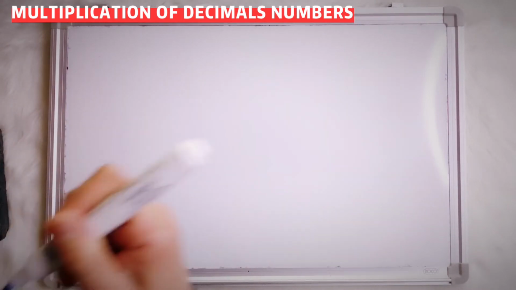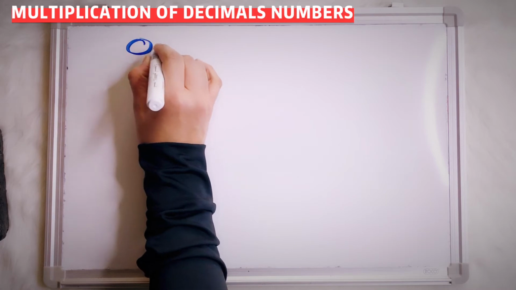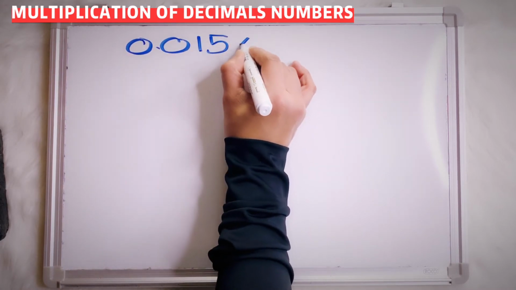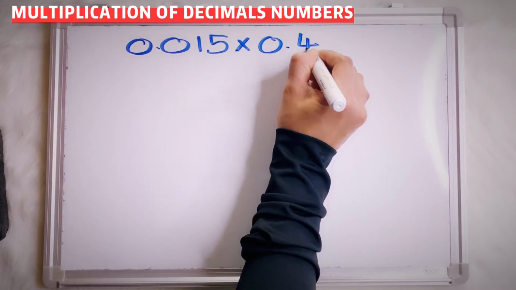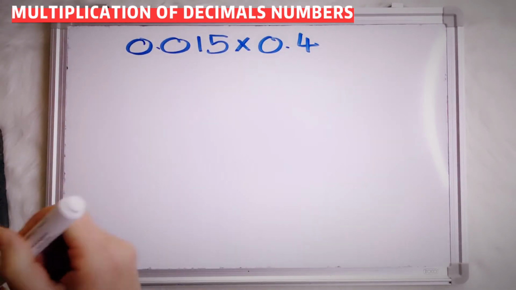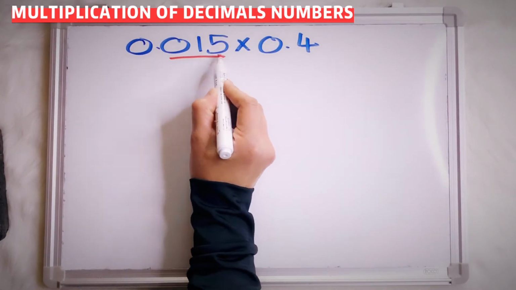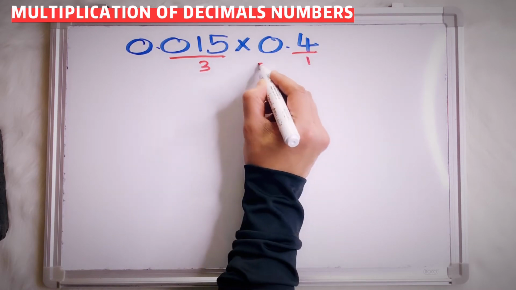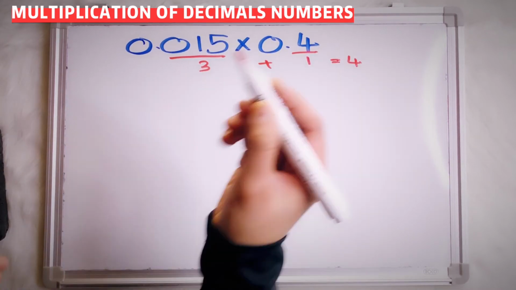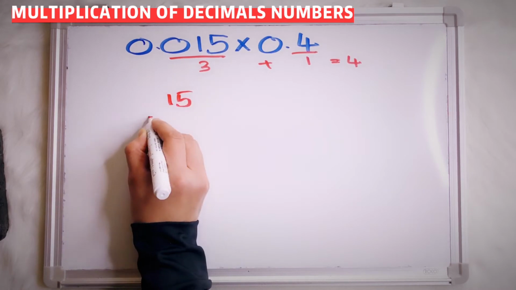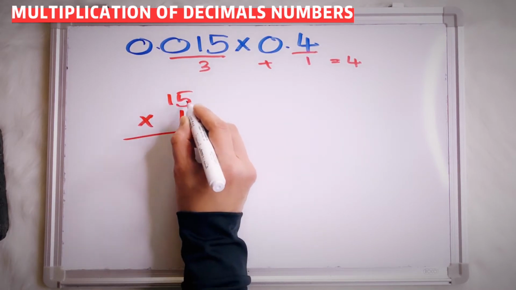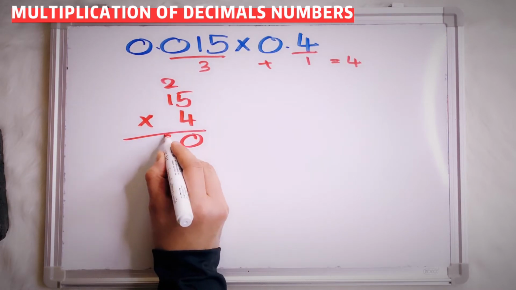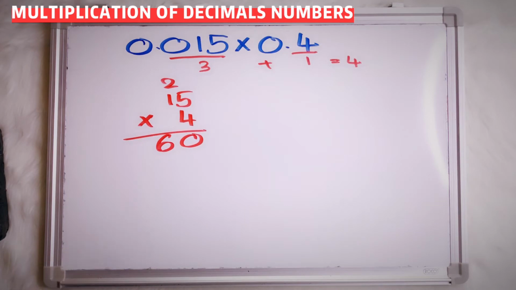If I give you 0.015 multiply 0.4, how many digits after the decimal? This side we have 3, this side we have 1, so the total will be 4, correct? So now 15 you multiply with 4. 5 times 4 is 20. 1 times 4, 4 plus 2, 6, correct? How many digits after the decimal?